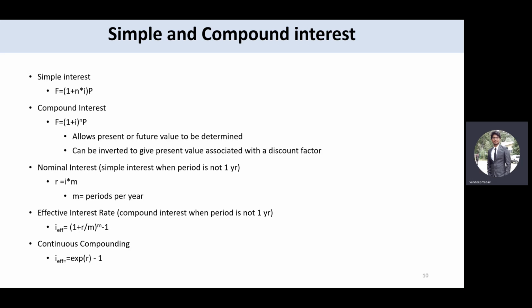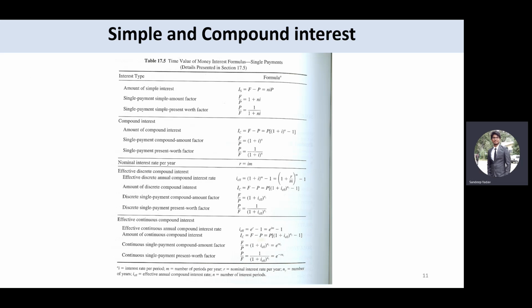Now let's move on to the simple and compound interest tables. As we see, this column shows the interest type, and this shows the typical formulas, and the whole table shows the time value of money interest formulas for a single payment. You can read this for your reference. I have taken it from a book. You can directly put in the values and calculate the different types of interest, like compound interest, nominal interest, and effective interest for continuous compounding. All the nomenclature is given below.